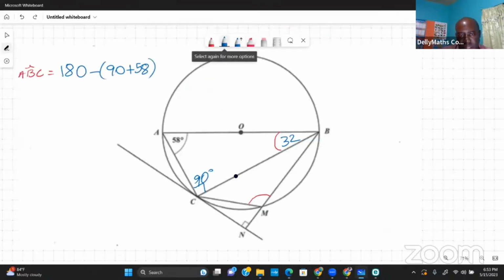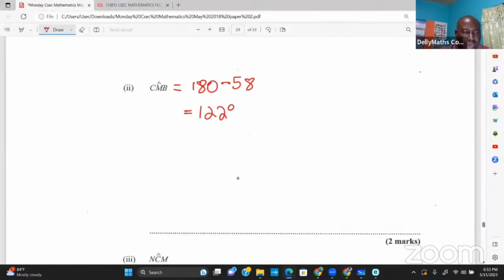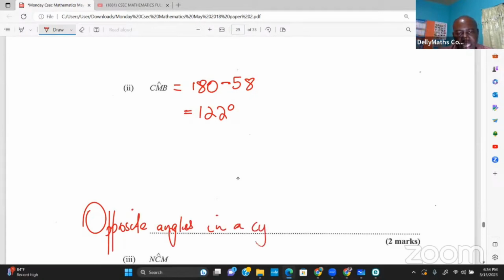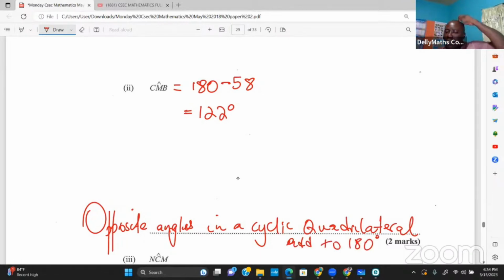Let me put it on. I like to put them on. This is 122 degrees. And what's going to be my reason? Opposite angles in a cyclic quad add to 180. Or you could say opposite angles in a cyclic quadrilateral are supplementary. That's another thing that you could have said. That's fine as well. But you could write add to give 180 degrees.